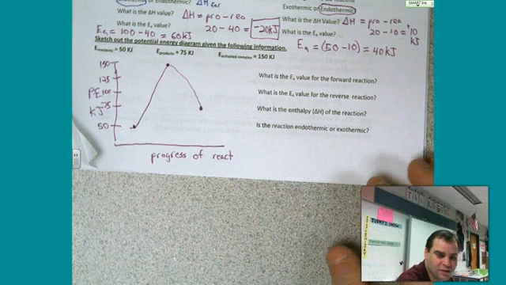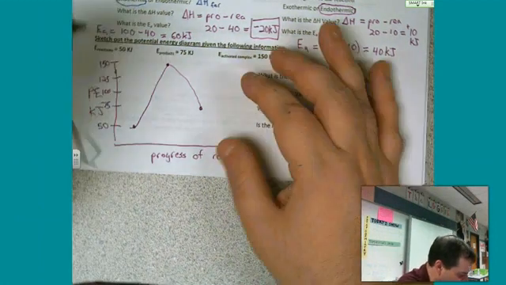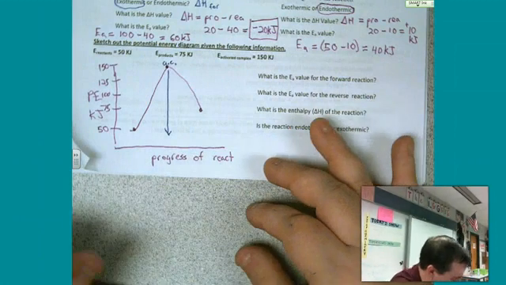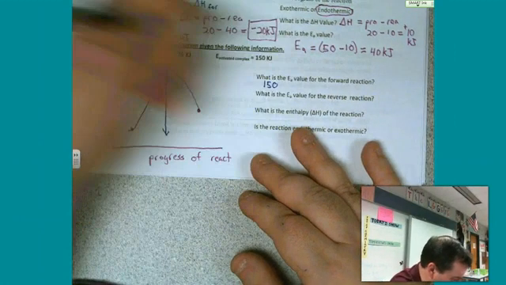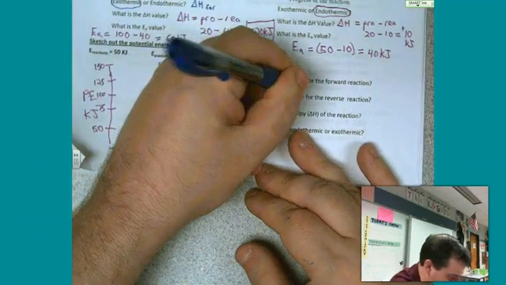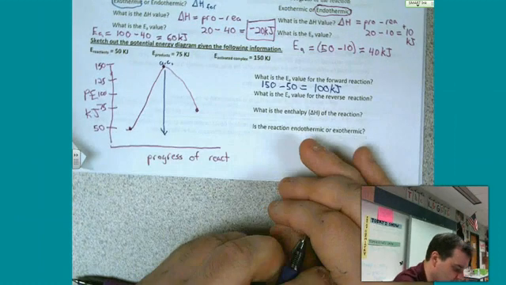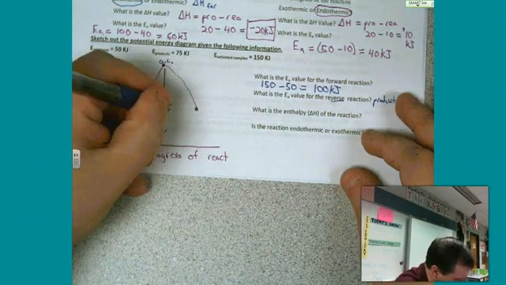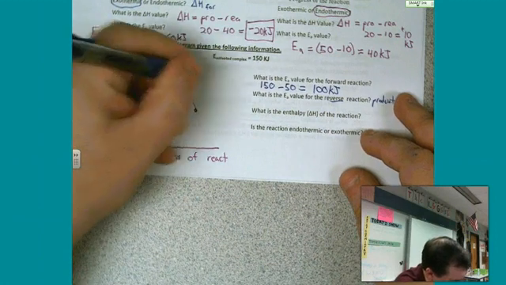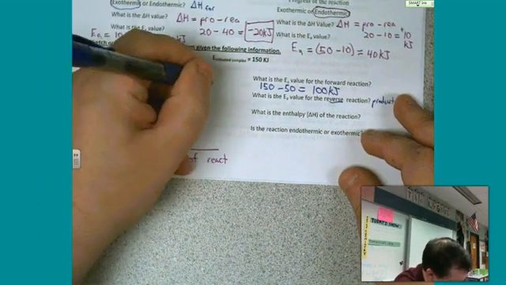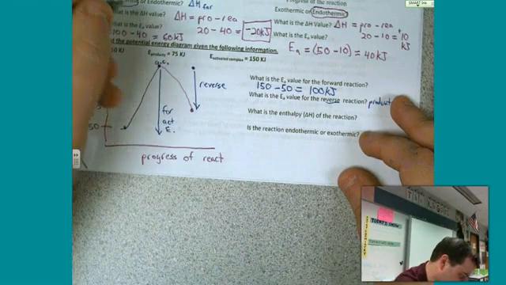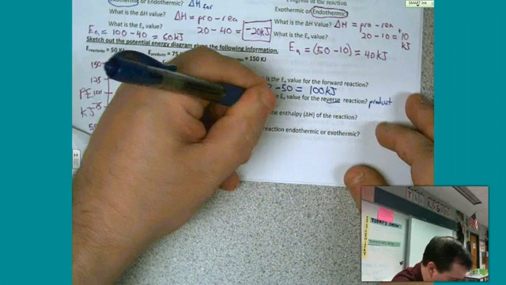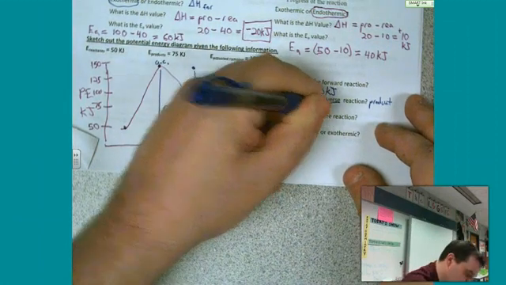What is the activation energy for the forward reaction? That would be the distance from the activated complex to the reactants, so 150 minus 50, which would be 100 kilojoules. Now we're doing the reverse reaction, so we go from the products, from here down to there. So this is 150 minus 75 kilojoules. The activation energy is always a positive value.